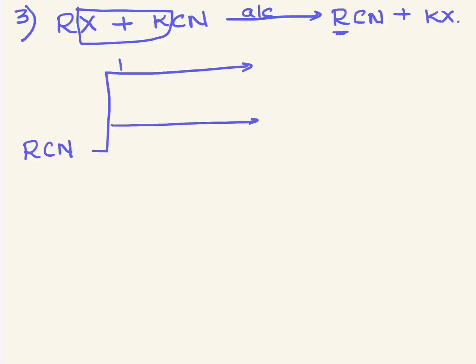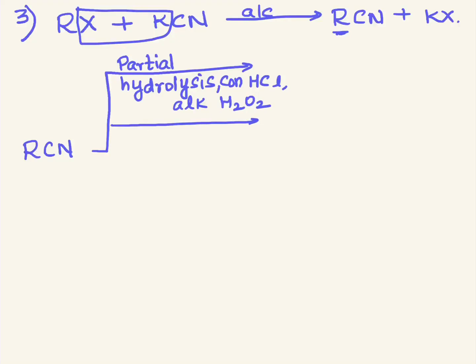What are they? If I carry out its partial hydrolysis, that is using, let's say, a concentrated acid, or I use alkaline hydrogen peroxide, partial hydrolysis, break it down, and we will have water, H2O being added to it, and we have RCONH2, an amide. So if you notice, I have gone on from an alkyl halide to an amide.